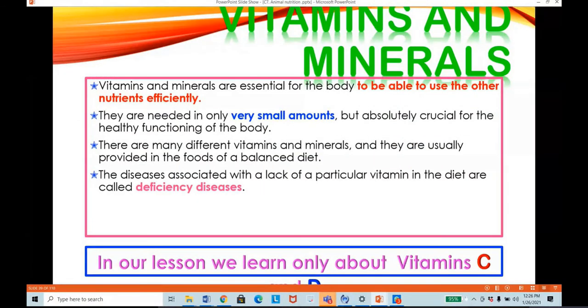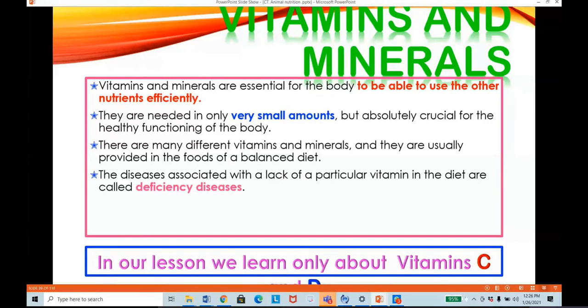Clear, ladies? So today we'll start a new topic, which is about vitamins and minerals. We already discussed that vitamins and minerals are as important as the vital nutrients in our body, isn't it? Vitamins and minerals are essential for the body to be able to use the other nutrients efficiently. Meaning, we studied the other day that iron is very important for the body.